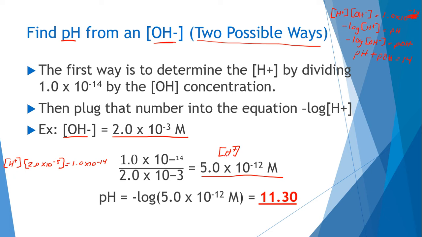Then I can take that H plus concentration and plug it into the formula. The negative log of my H plus equals my pH. So when you plug that in, you get 11.3 as your pH. Now, since this is my pH and this is 11, it's bigger than 7, I can say that this is a basic solution.